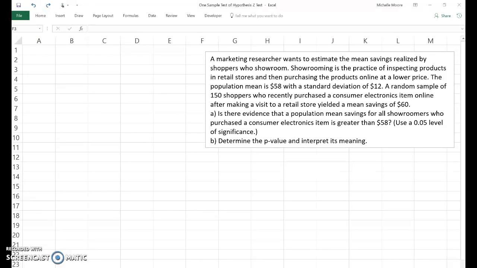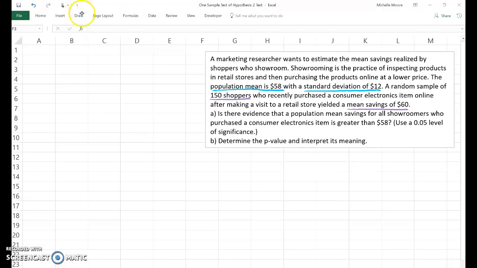So the first thing we want to do is take a look at all the variables given to us so that we can then determine how to approach this problem. So we can see that we have a population mean of $58 and a population standard deviation of $12. So there's our population variables. Now we can also see that we have some sample variables. We have a sample of 150 shoppers, and that gave us a mean savings of $60.